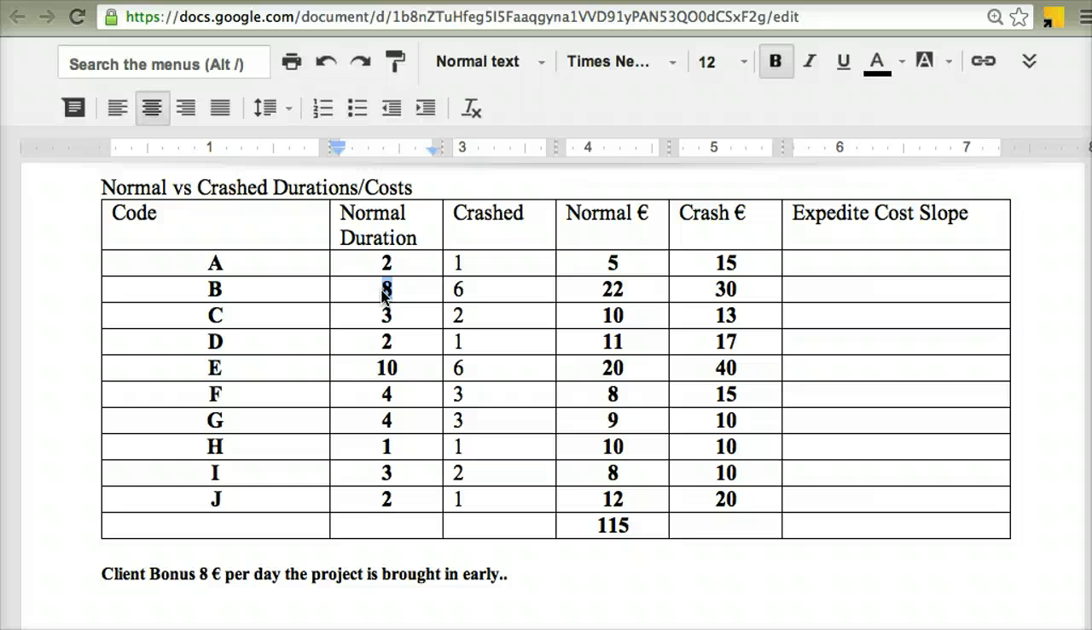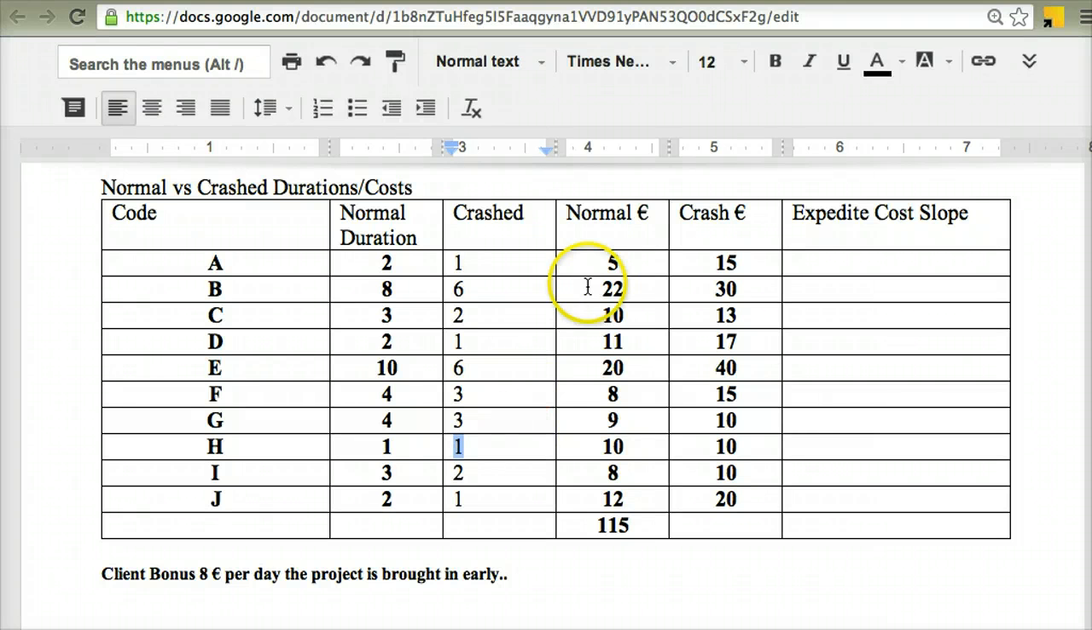One more example is down here in activity H. The normal duration of activity H is 1 day, and I can't crash it any more than that. For whatever reason, the normal duration is the actual limit in terms of how fast I can complete that task.